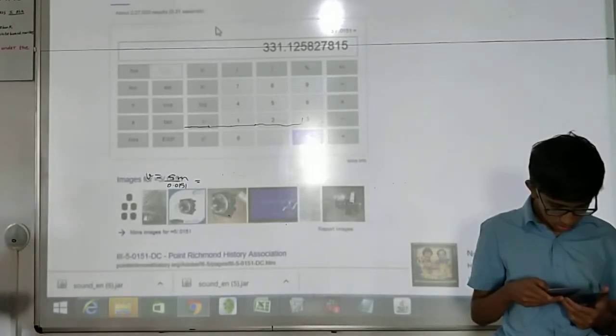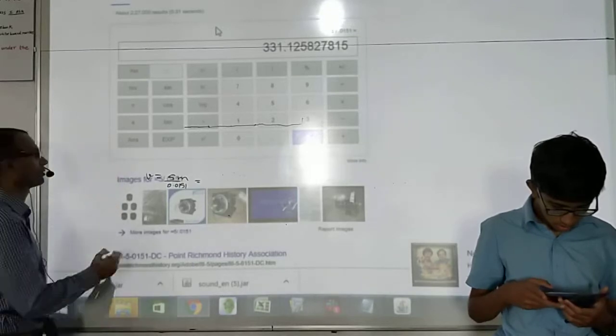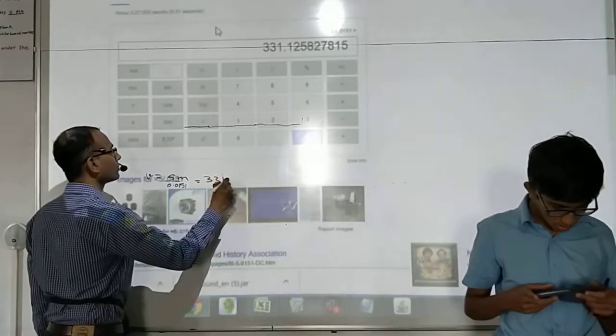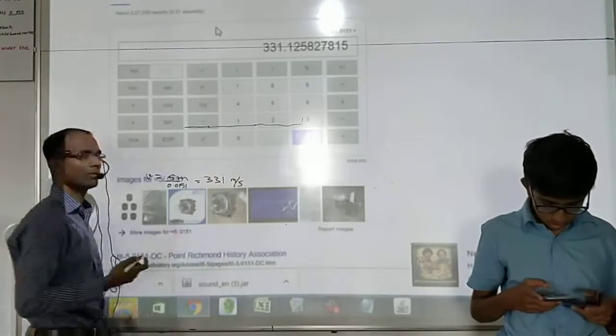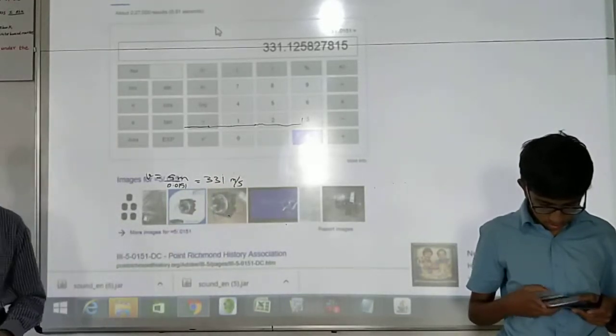So this is the typical speed of sound in air. Are you getting it? So how do you know this is the typical speed? How do I know means people have measured it. You can also measure it. We can do an activity.